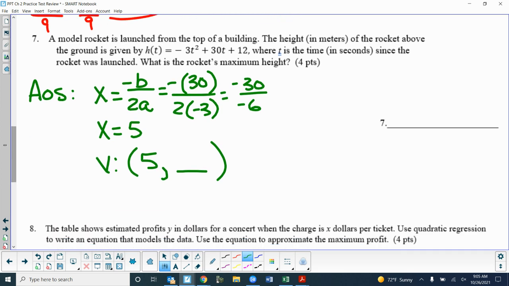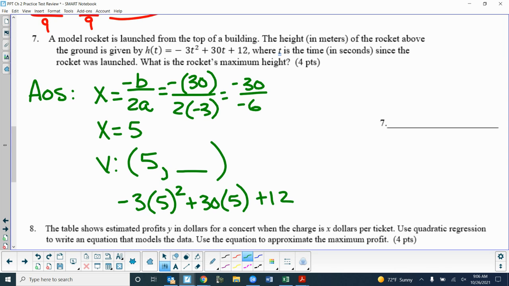All right, so negative 3 times 5 squared plus 30 times 5 plus 12. Whatever that answer is, it's the y value of the vertex, right? And that's the highest height of this rocket, the maximum point. So whatever I get for this is my answer.